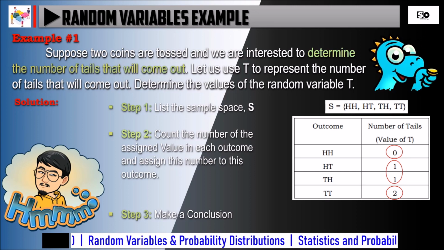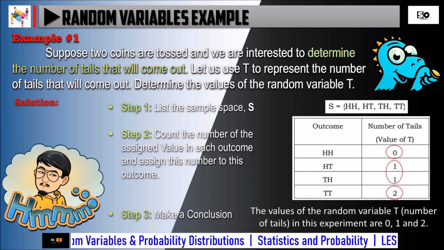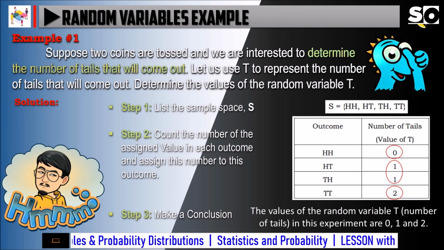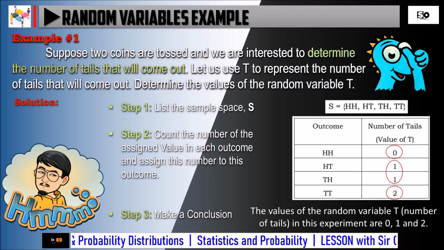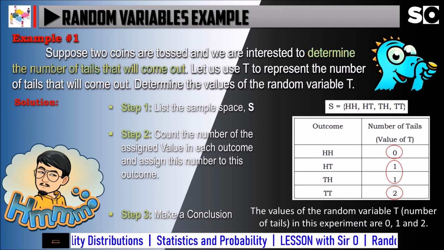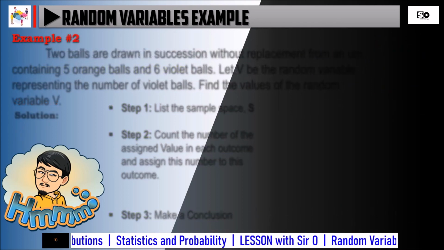And last, step 3, make a conclusion. We therefore conclude that the values of the random variable T, or the number of tails in this experiment, are 0, 1, and 2. Let us now proceed to example number 2.